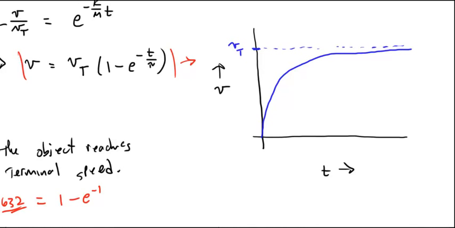Okay? And now the meaning of tau is this time, right, roughly there. This is tau. Where this is, right here, is 0.632 Vt. It's getting cramped. When we're at about 63% of the terminal speed, that's tau.